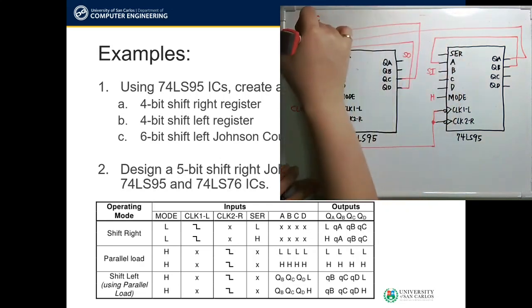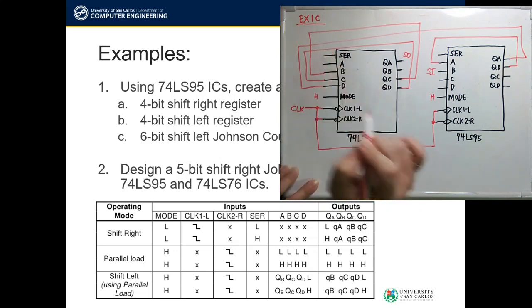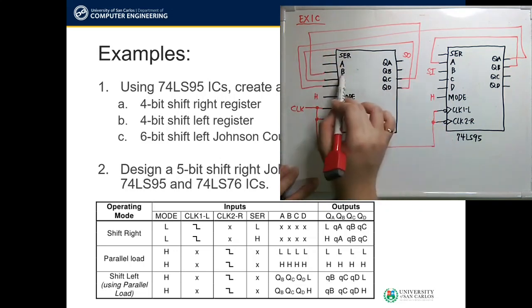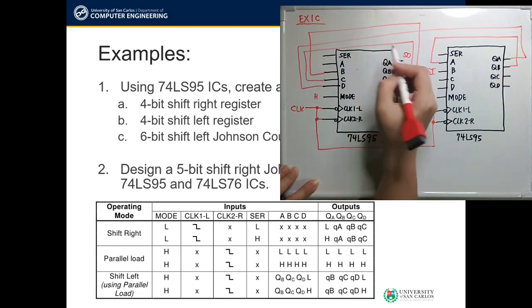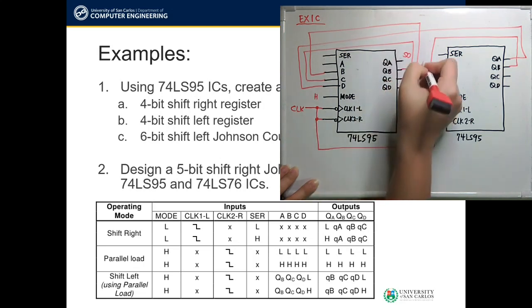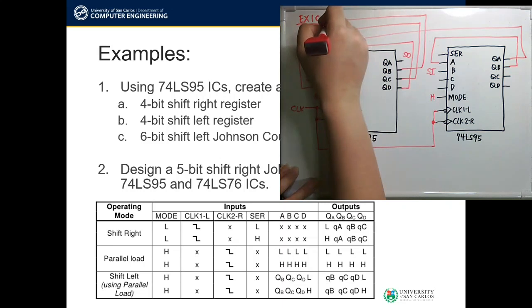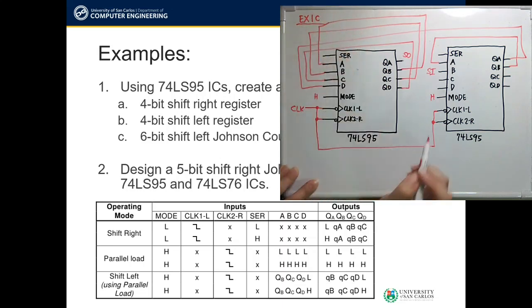Anyway, what's important here are the logical connections. So QC is connected to B in our leftmost 74LS95. QB is connected to the A input. Now, this may be enough if we are just designing a 6-bit shift left register.